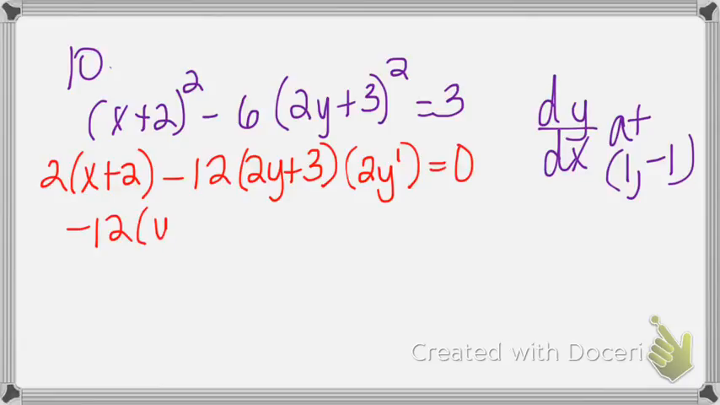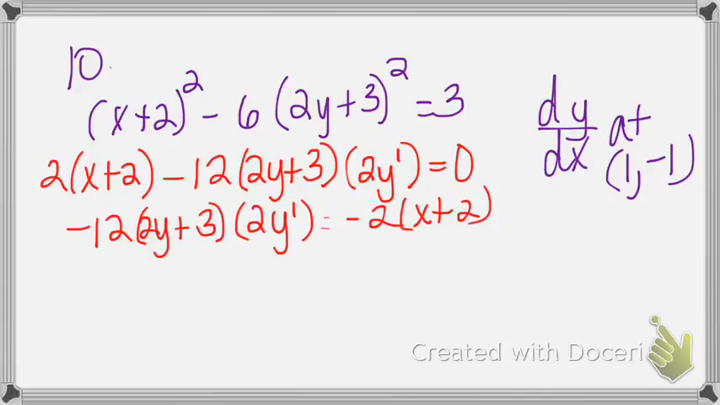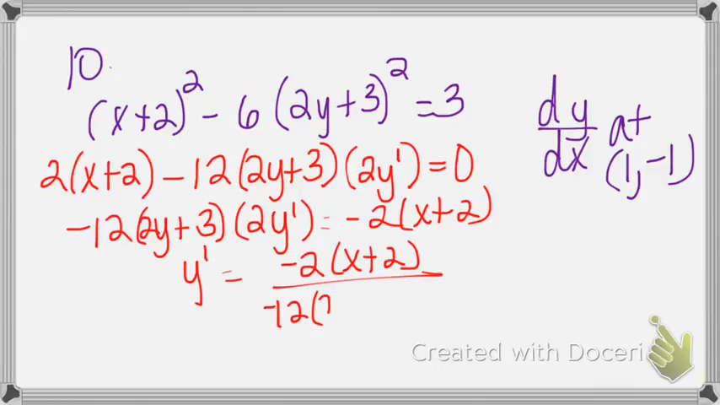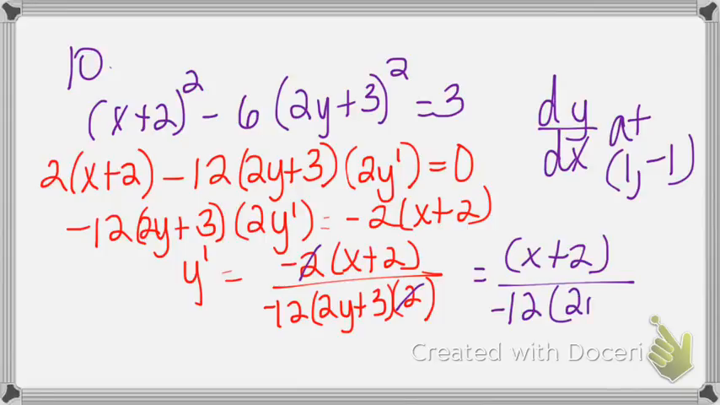So we're going to move the 2x plus 2 to the other side. And then we're going to divide by all this stuff. You can divide by it all at one time. And then you can simplify if you want. Like you can get rid of the 2's maybe. The only thing that will do is just make it a little bit easier whenever we plug in the numbers.